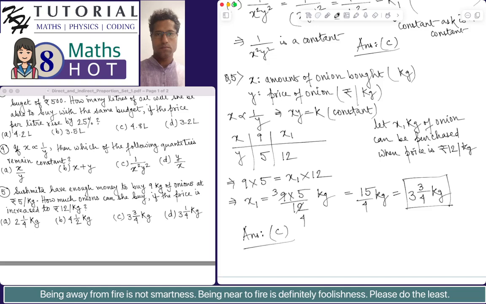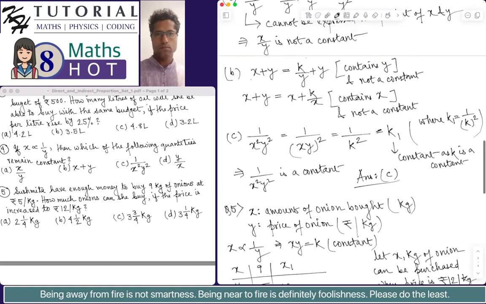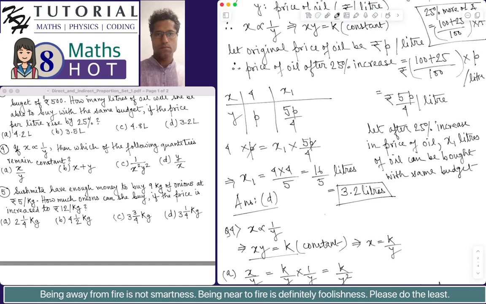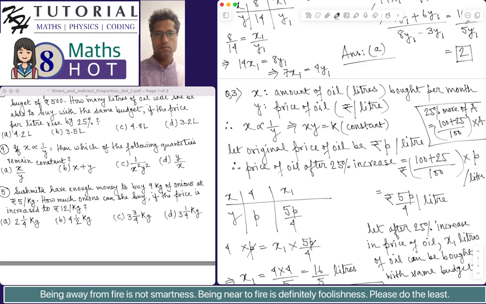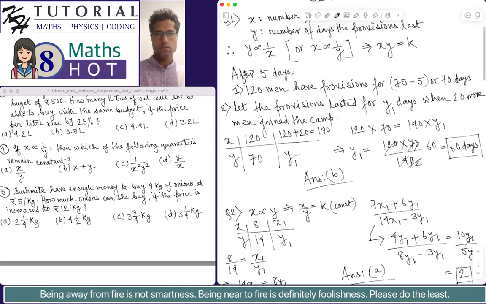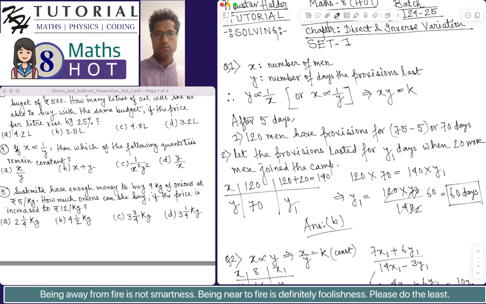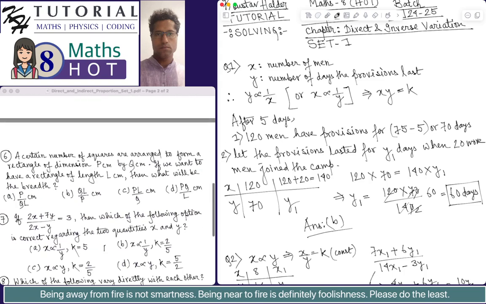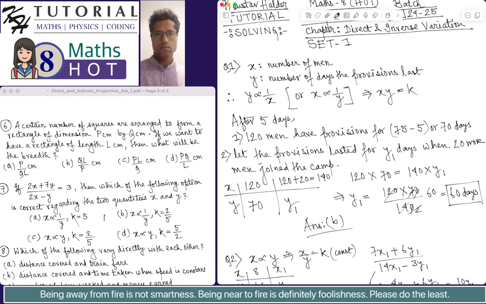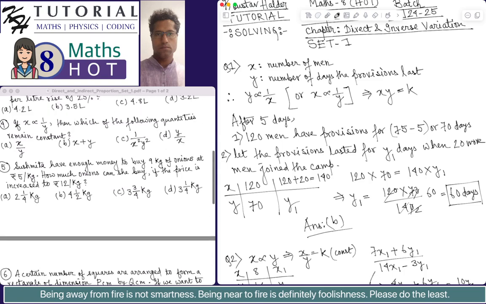So this brings to an end solving 5 good problems on the chapter of direct and inverse variation. I hope this set of problems will give you a good idea of how to apply the concepts to solve this kind of problems. And in the next set, set 2, I will continue solving the next 5 problems from this PDF.